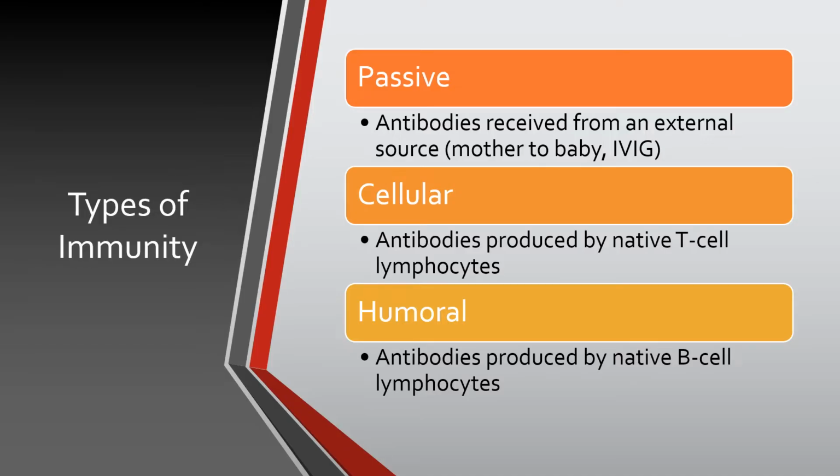So we should be familiar with the types of immunity. We have passive, cellular, and humoral. Passive meaning those antibodies that are received from an external source, mother to baby, IVIG, maybe some of our vaccines. Cellular is those antibodies produced by native T cell lymphocytes, and humoral are those antibodies produced by those native B cell lymphocytes. So just be familiar with those immunities so that it can make sense as we move through this chapter.